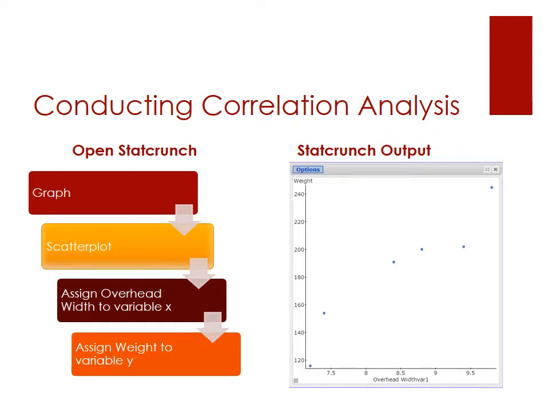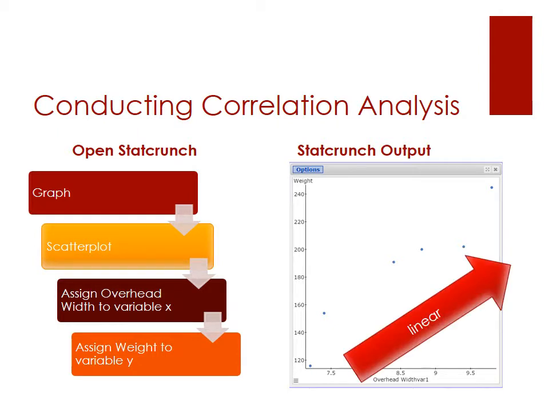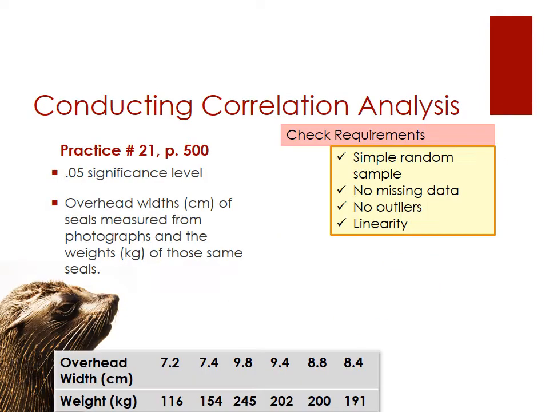Okay, you should have gotten a scatter plot that looks pretty much just like this. As we can see here, we don't have any really strange outliers, and it's looking like we have a roughly linear relationship. So going back and looking at our requirements, we can see yes, we meet all of our requirements and we are ready to move forward with our data.